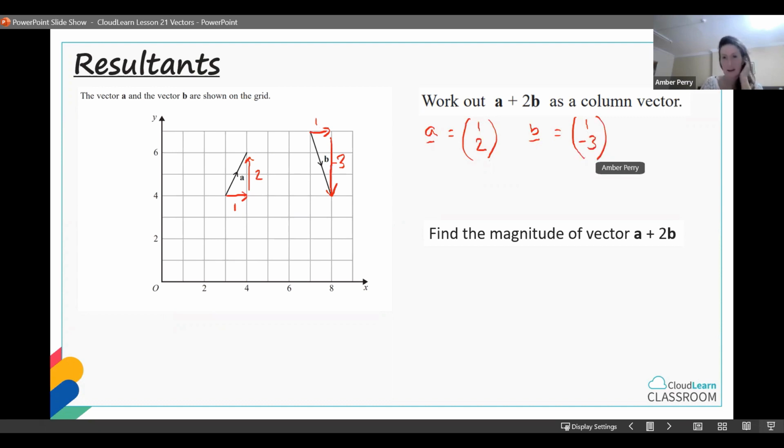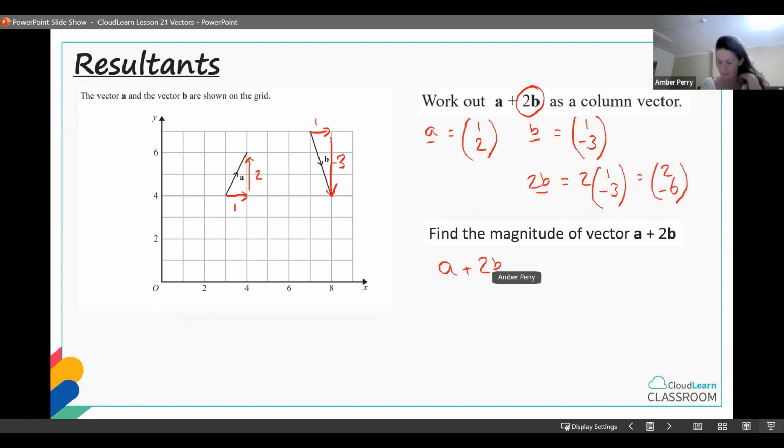Now, I've been asked to write A plus 2B. So this is actually going to be 2 times bigger than B, so I could work that out first. 2B is going to be 2 times 1, minus 3, which is 2, minus 6. And now I can work out what A plus 2B is. This is not answering that magnitude question, but A plus 2B is going to be 1, 2, plus 2, minus 6. Okay, it's 2B there.